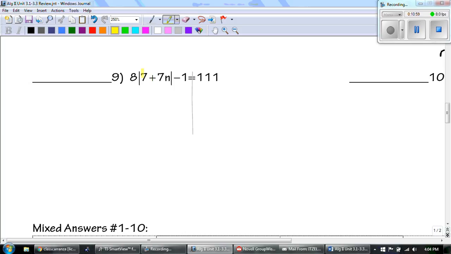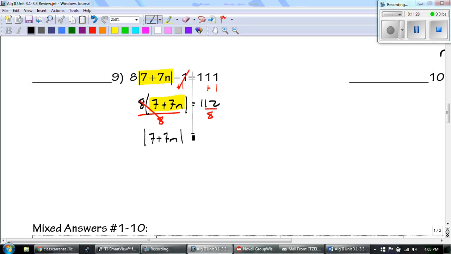Once again, we have to get the absolute value by itself first, which means we have to add 1 to both sides. Following SADMAP, we get 8 times the absolute value of 7 plus 7n equals 112. It's not by itself yet. Then we have to divide by 8. And then we get the absolute value of 7 plus 7n equal to 14.